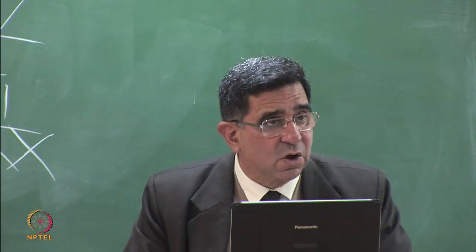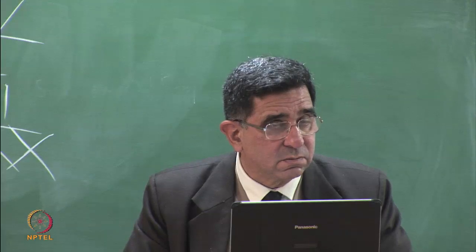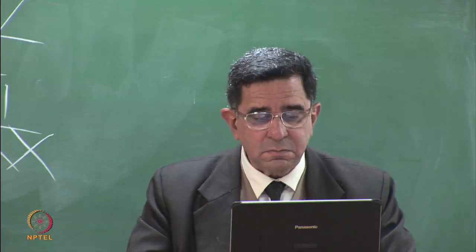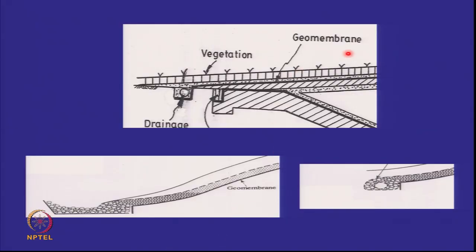There are no covers which are horizontal. 3 and 5% are significant slopes on the covers. So if I look at it, when my water enters into the drainage layer, which is above the geomembrane or above the barrier, where does it go? It goes down the slope and it goes into a drainage pipe.